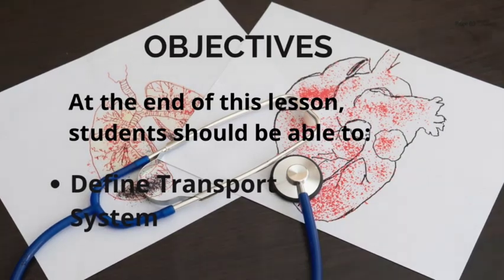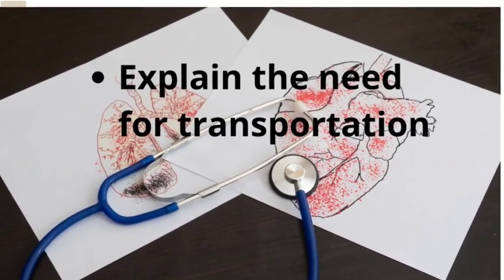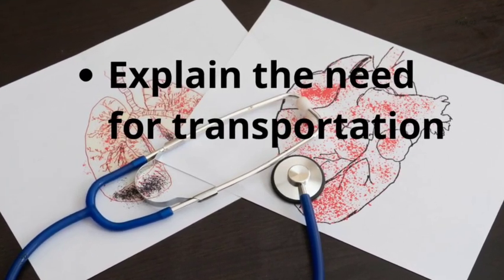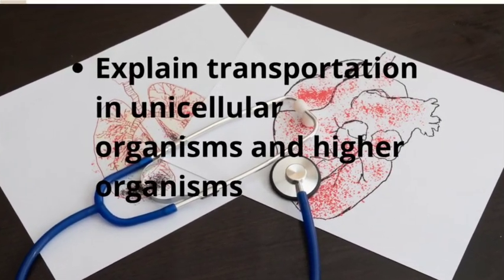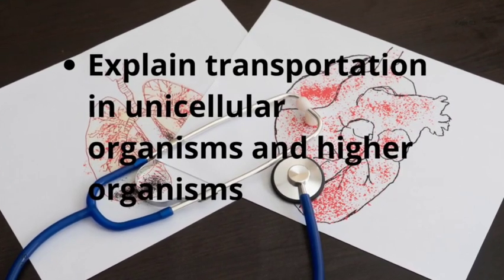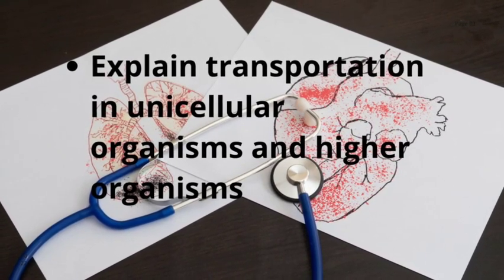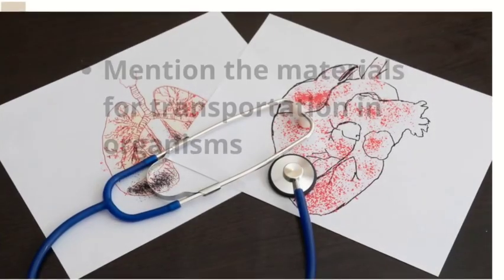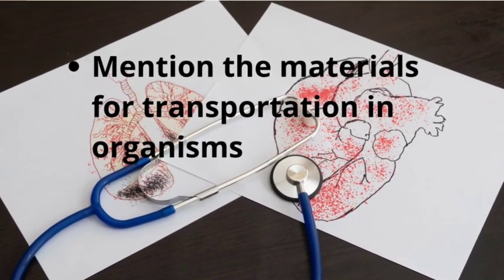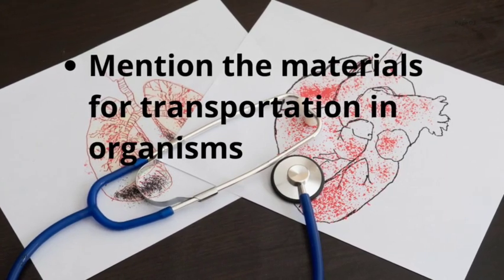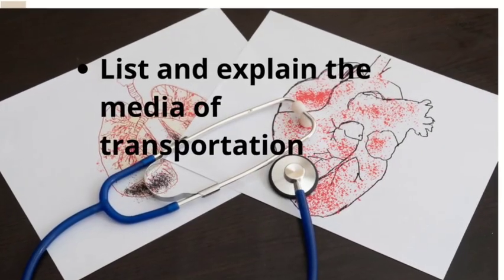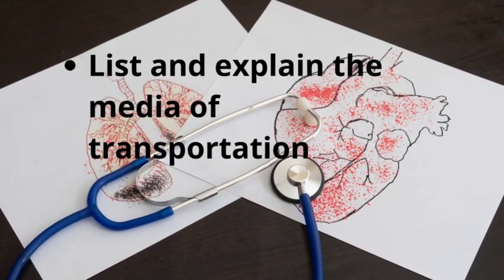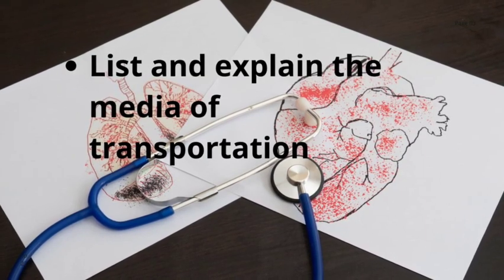I also expect students to be able to explain the need for transportation in organisms, both the unicellular organism and higher organism. I also expect students to be able to explain transportation in unicellular and higher organisms. I also expect you to be able to mention the materials for transportation in organisms, unicellular organisms and higher organisms. You should also be able to list and explain the media of transportation.